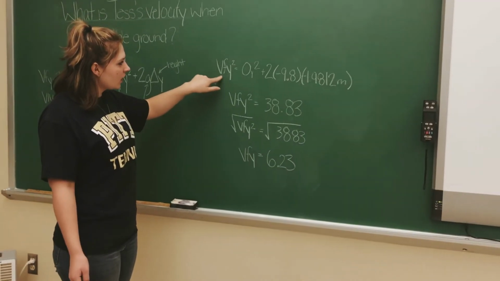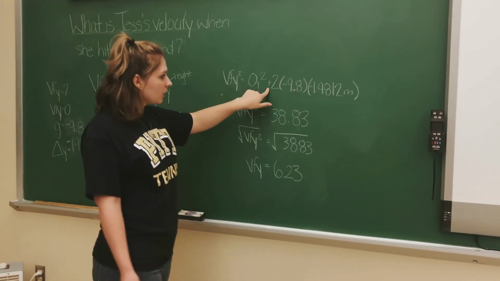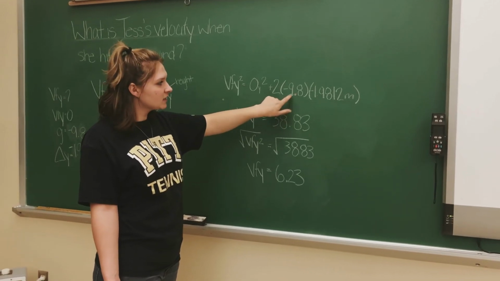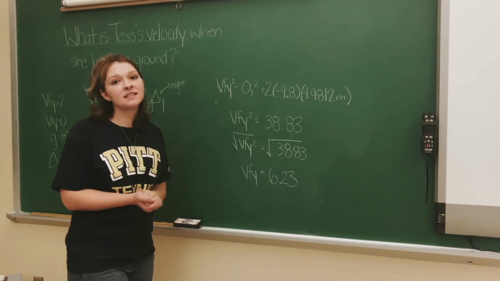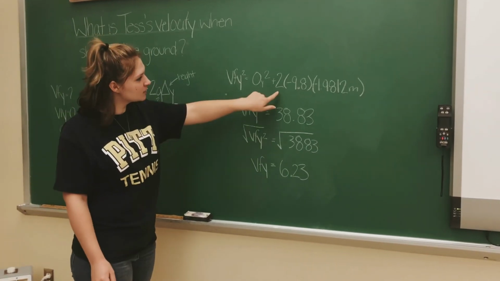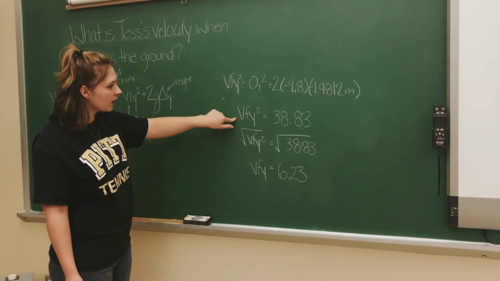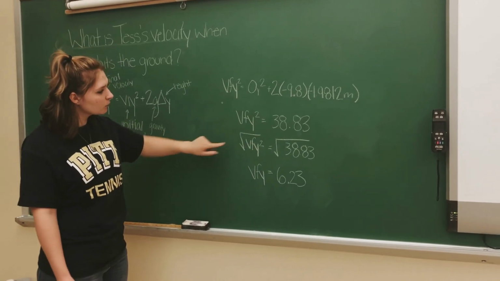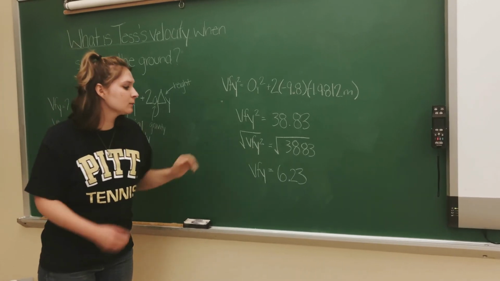We have Vfy squared equals the initial velocity, which is 0, plus the 2, which is already in the equation, times gravity, which is negative 9.8, times the height, which is negative 1.9812 meters. It's negative because she's descending. So we multiply the 2 times the gravity times the delta y, and Vfy squared equals 38.83. Now we're going to square root both sides, and we end up with the final velocity being 6.23.